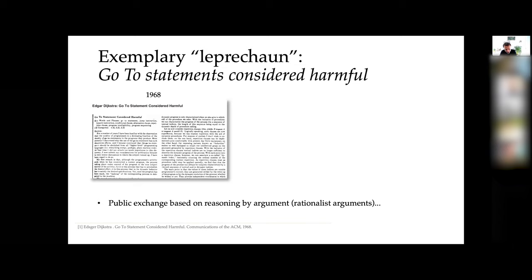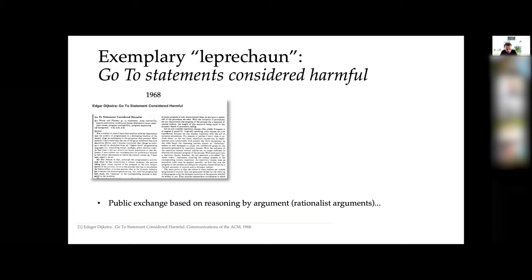So functional programming was back then, at the end of the 60s, the time of software engineering's beginnings in '68, the paradigm to follow. And there was one very interesting article written by Dijkstra, one of the pioneers of our field, arguing that go-to statements were considered harmful. And this is very interesting for many reasons. Number one, because this was a rationalist argument only.